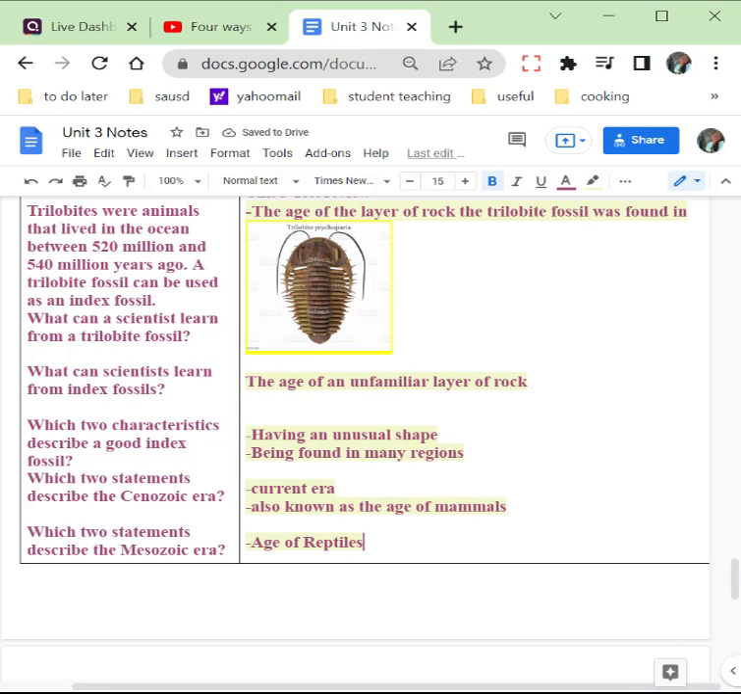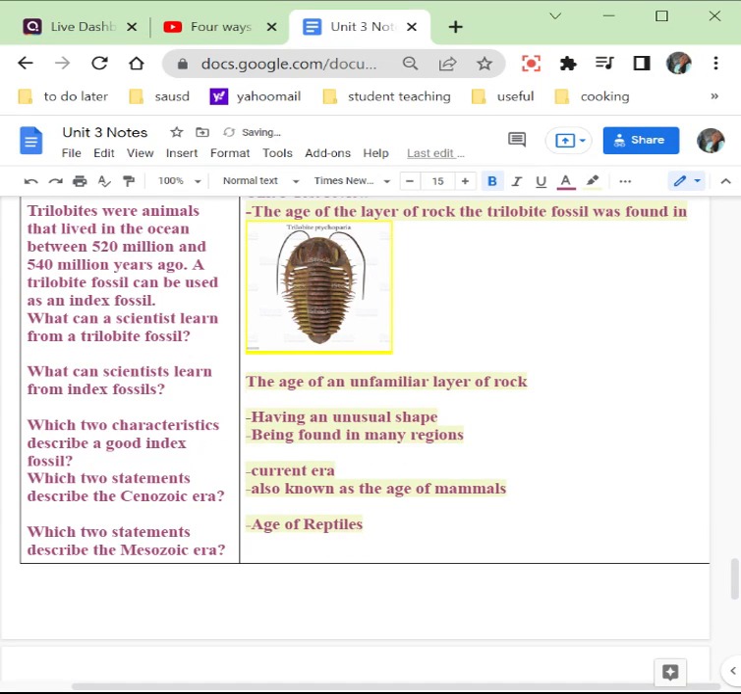And it ended. I don't know why that keeps on coming back. It ended when an asteroid impact caused a mass extinction. This is like during the dinosaurs.